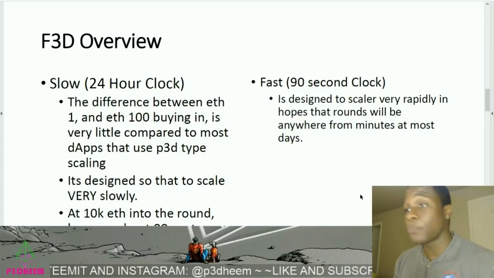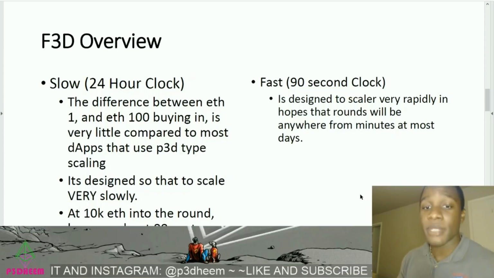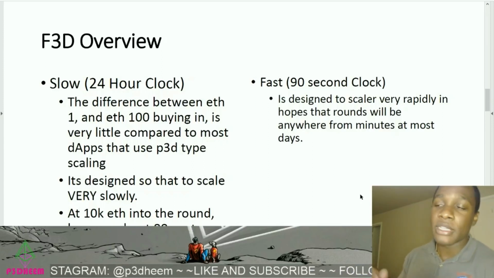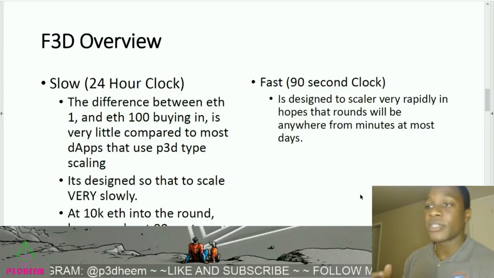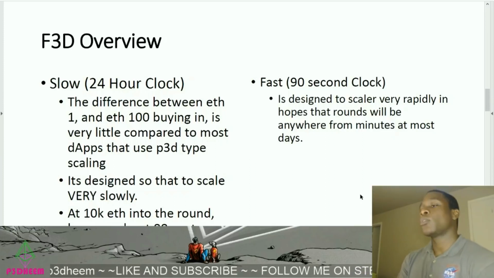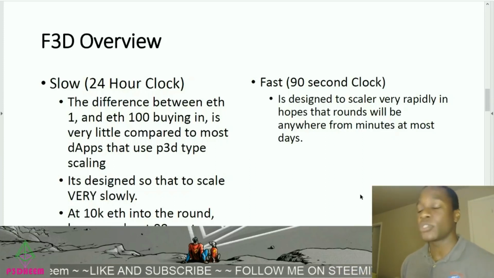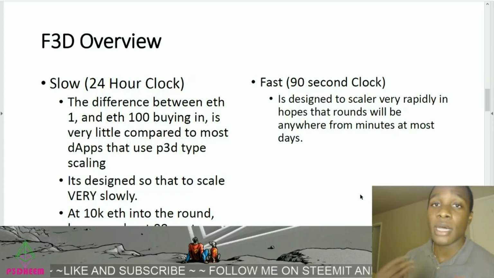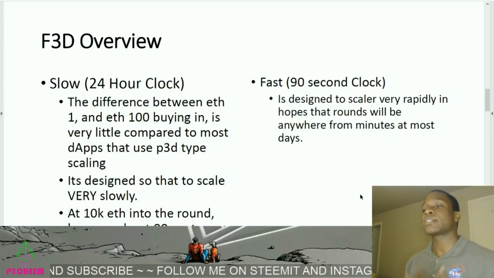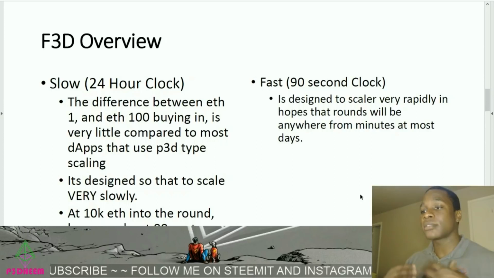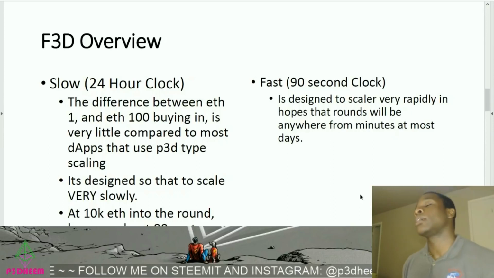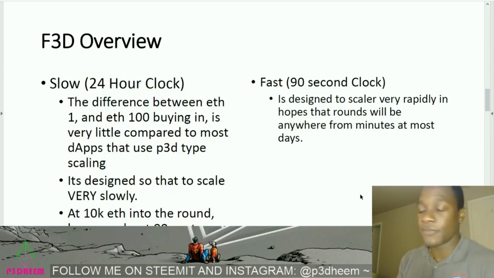Next, we want to talk about the slow P3D. This is a 24-hour clock, and every time somebody buys, you add 30 seconds to that clock. Speaking with Inventor, he stated that in the initial phases of FOMO, the difference between the first ETH that's put in and the 100th ETH that is put in is very little. So we can expect that the scaling used in the traditional P3D platform, or the clone platform, is a little bit different. The keys scale very slowly. It's designed to scale that way so that at 10,000 ETH in the round, keys will be roughly 88 cents at today's prices, assuming Ethereum is roughly $500, if you're watching this video in the future.